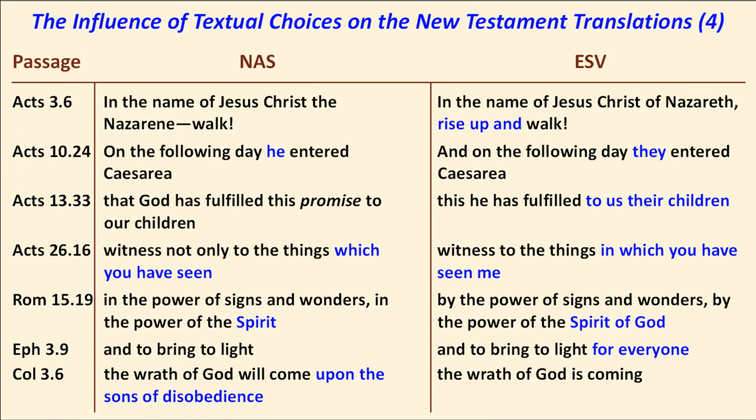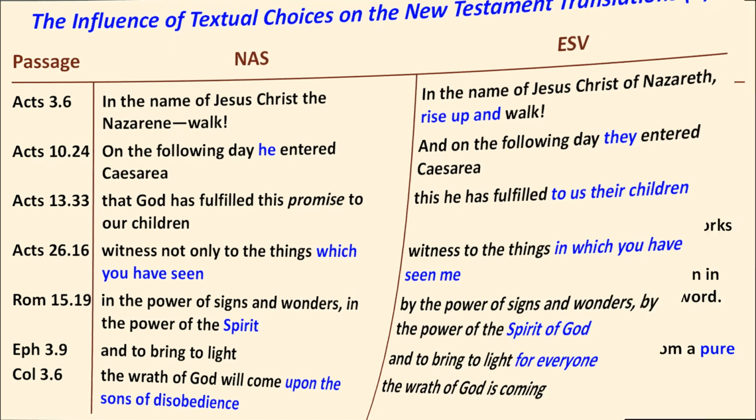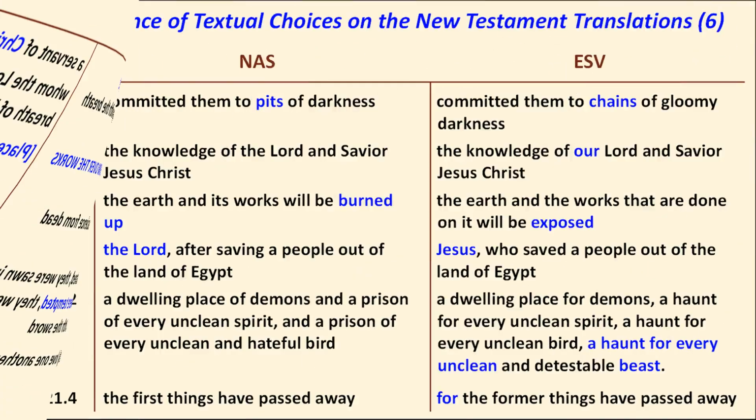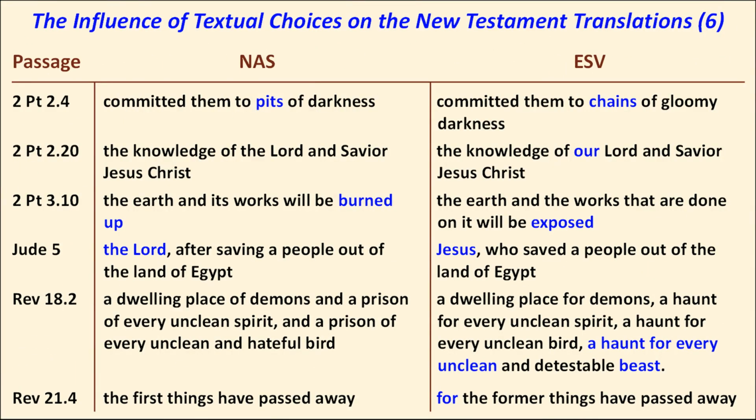In Romans 15:19, the ESV reads, "Spirit of God," like the King James Version. The NAS has simply "Spirit." The ASV had "Holy Spirit" at that spot. The inclusion of the word "pure" at 1 Peter 1:22 also brings the ESV closer to the KJV. Several interesting differences are displayed on this chart.